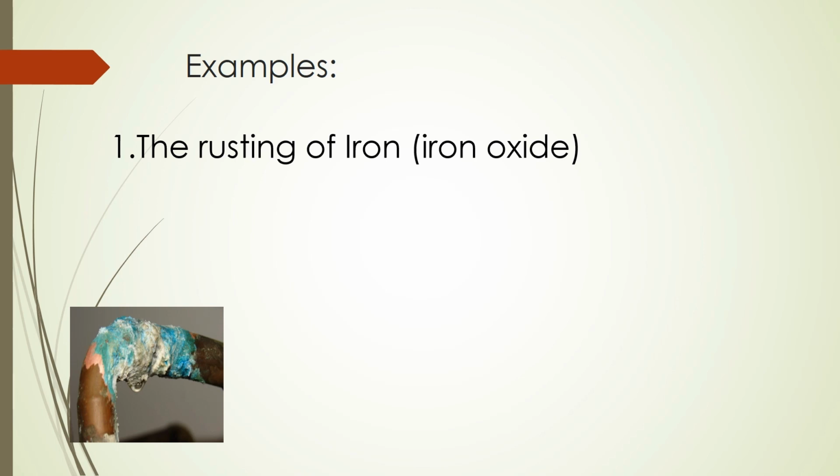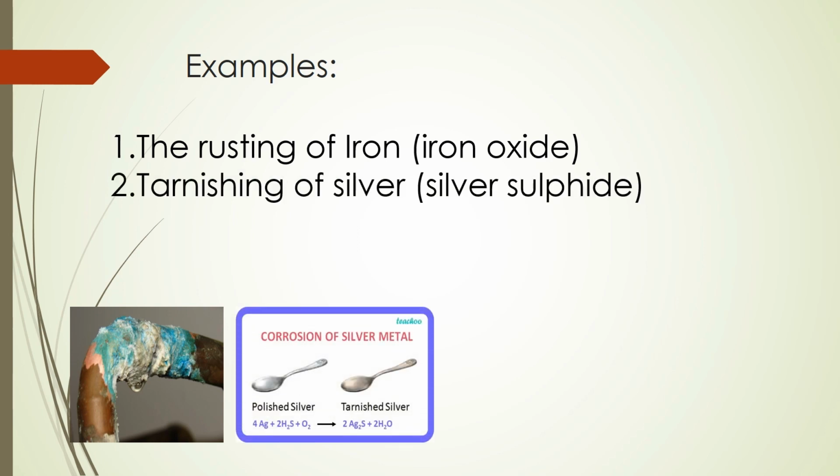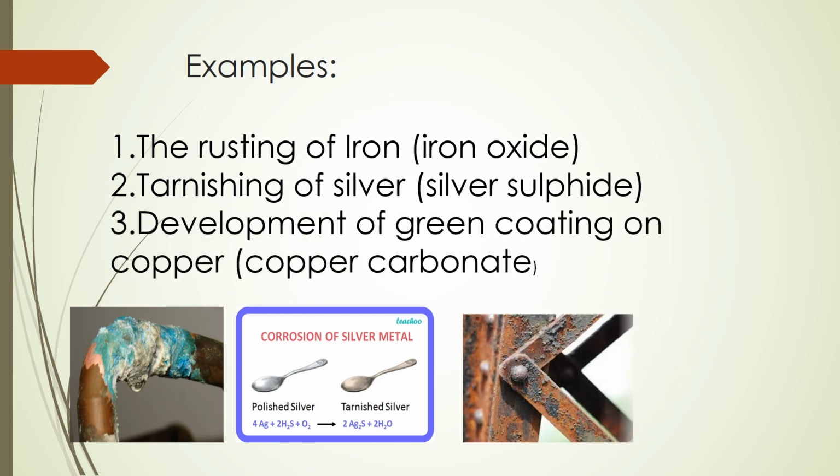Tarnishing of silver. Silver forms silver sulfide on its surface. Development of green coating on copper. That means copper carbonate is formed on the surface of copper. These are the examples of corrosion.